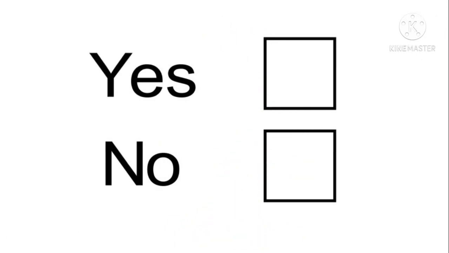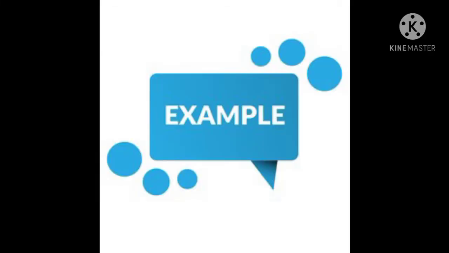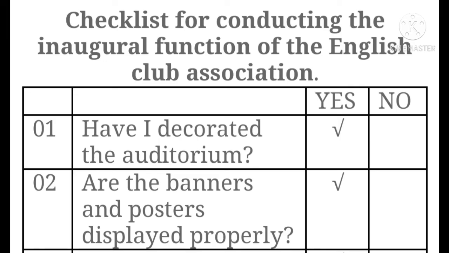Step number 4. After each checklist item, write yes and no check boxes and ensure that you tick in yes. By doing this, you are sure that you have done that particular task. Let me give you an example of a checklist so that you can be even more clear. Here's your question: Write a checklist to conduct an inaugural function of the English Club Association in your college.